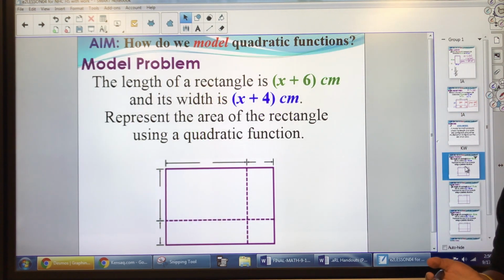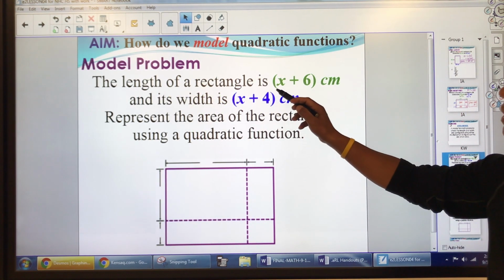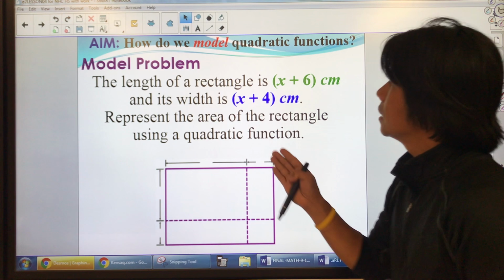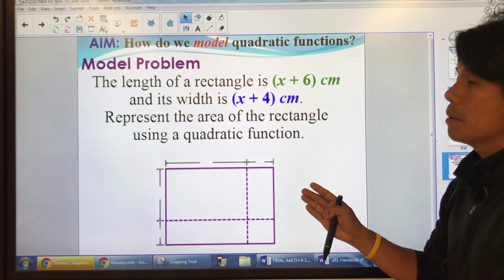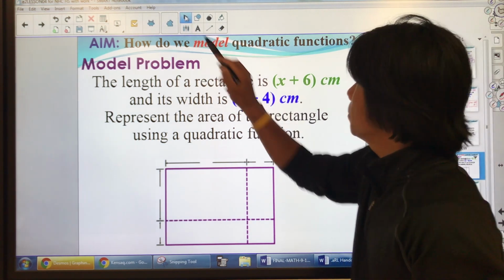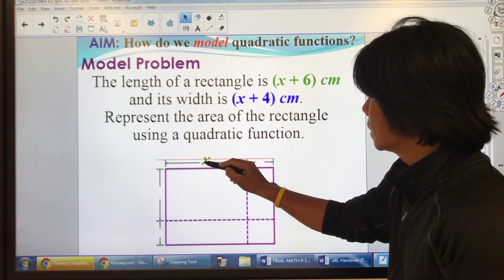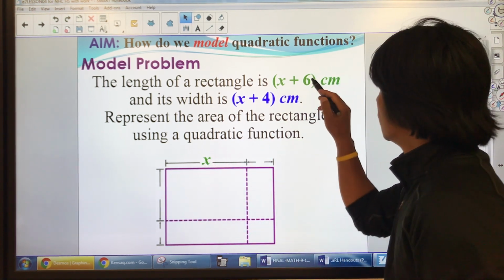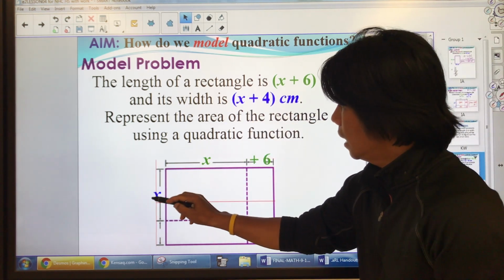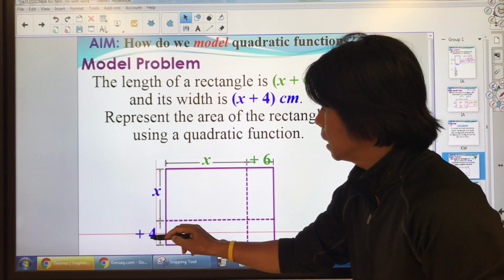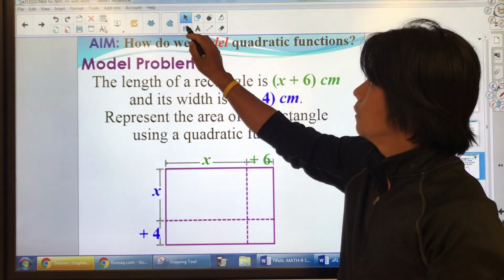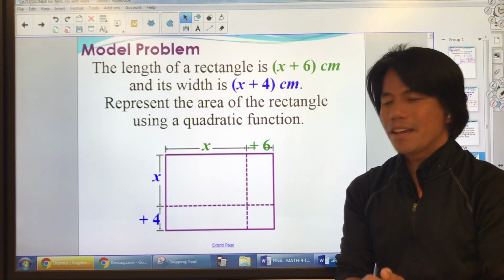How do we apply area model in algebra? So the length of a rectangle is the quantity x plus 6 centimeters, and its width is the quantity x plus 4 centimeters. Represent the area of the rectangle using a quadratic function. I'm going to break it down. I'm going to put this as x. The first part is x plus 6 right here. And that one is x also, then plus 4. Do not forget to include the sign, because later on it could be a different one. It could be negative.